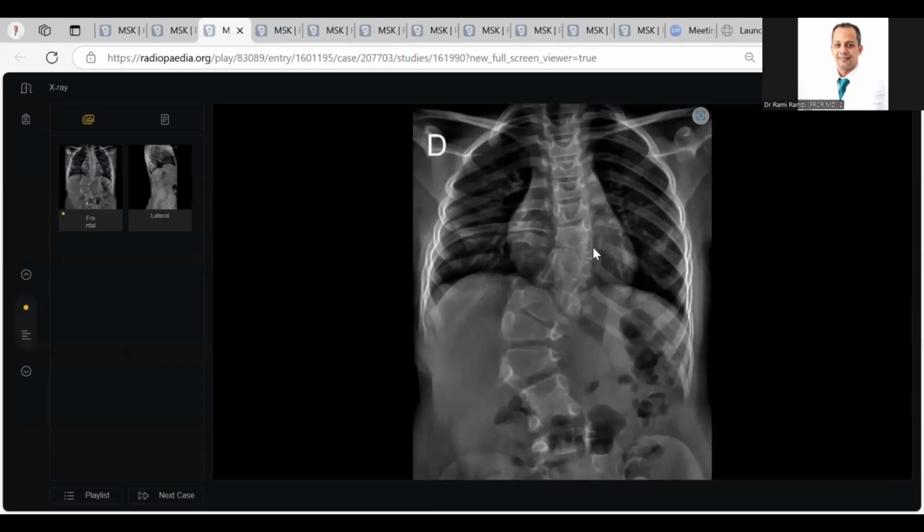This is a case of scoliosis. Scoliosis is measured by Cobb's angle, which should be more than 11. I bring this case because all of us are weak in the anomalies of the vertebrae, even me. Okay, this is a hemivertebra. This is, I think, a butterfly vertebra.